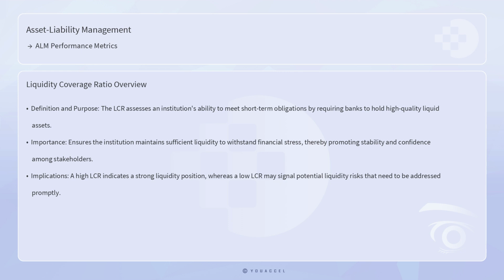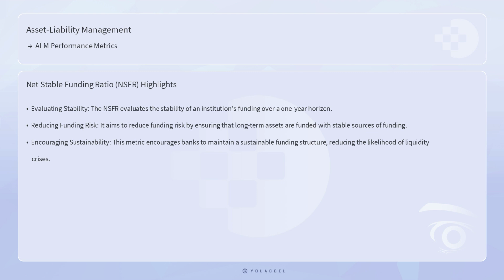A high LCR indicates a strong liquidity position, whereas a low LCR may signal potential liquidity risks that need to be addressed promptly. The net stable funding ratio is another crucial metric that complements the LCR by evaluating the stability of an institution's funding over a one-year horizon.